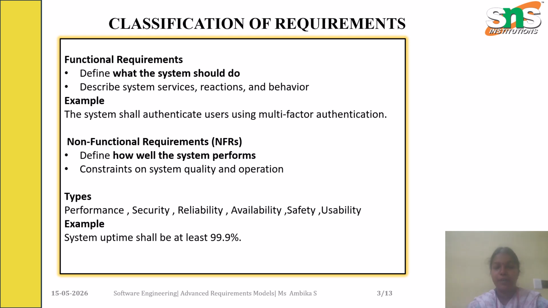Next is non-functional requirements. They define how well the system performs, like constraints on the system quality and operation. They are mainly based on types such as performance, security, reliability, availability, safety as well as usability. Example: the uptime of the system should be at least 99.9%. Uptime is nothing but the availability of the system.